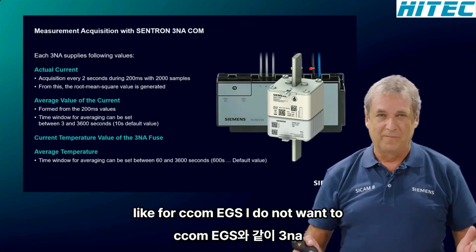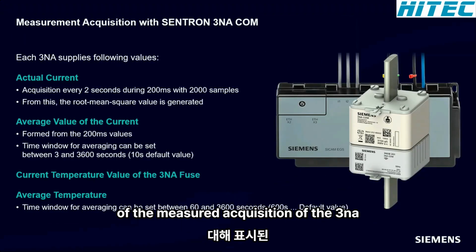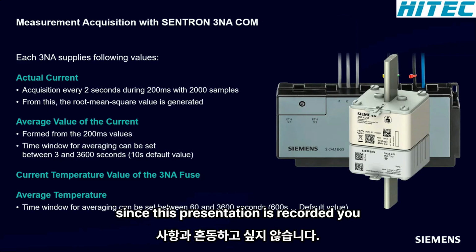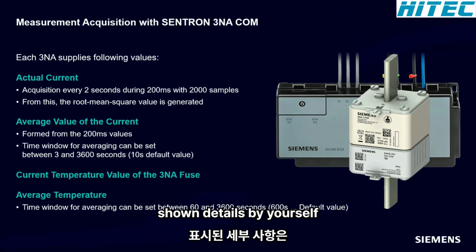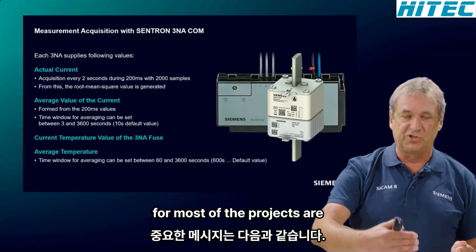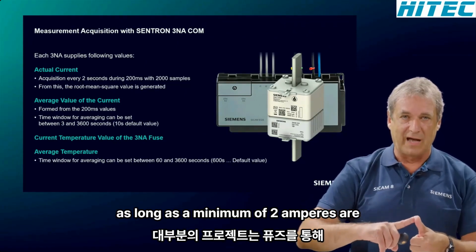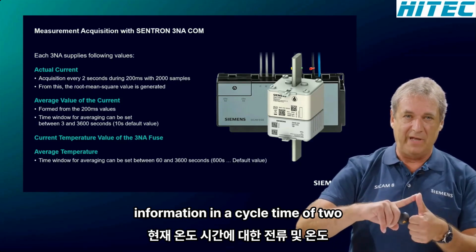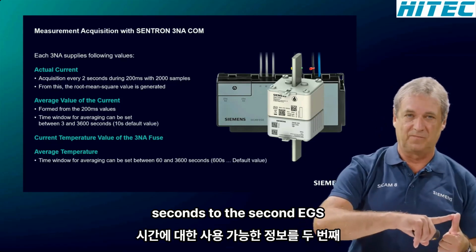Like for the SICAM EGS. I do not want to confuse you with all the shown details of the measured acquisition of the 3NA COM solution. Since this presentation is recorded, you later have the possibility to check the shown details by yourself. But the key message that is important for most of the projects is, as long as a minimum of 2 amperes are running through the fuse, it has the capability to send the available information in a cyclic time of 2 seconds to the SICAM EGS.